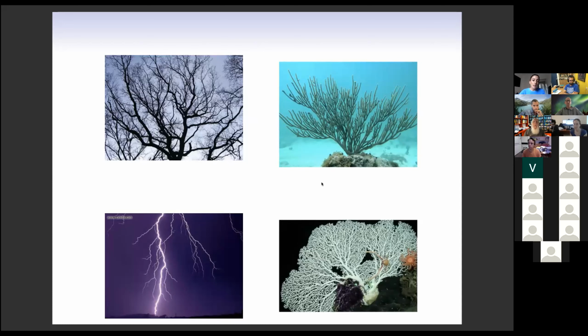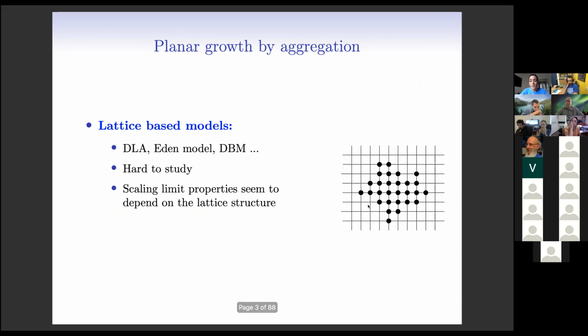We're interested in building mathematical models for the formation of fractal structures in nature, like the ones I depicted here. So we have branches of a tree, lightning in a thunderstorm, different types of corals. And you could think that these structures form by aggregation of particles. And to start simple, you could try to build a discrete mathematical model for the formation of these structures.